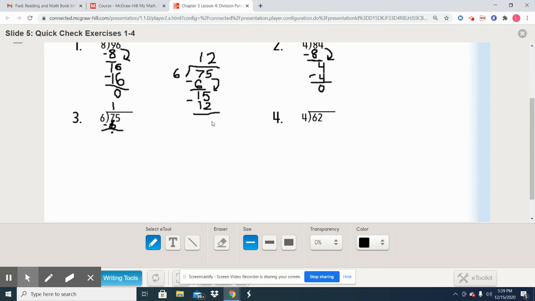15 minus 12 is 3. 3 is less than 6. 3 can't be divided by 6. So, because it's less, our answer is going to be 12 with a remainder of 3. This is an R.